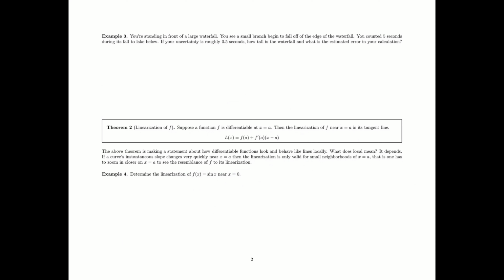All right, example 3. You are standing in front of a large waterfall. You see a small branch begin to fall off the edge of the waterfall. You begin counting as the log drops, and you count 5 seconds as it falls to the lake below. If your uncertainty is roughly 0.5 seconds, how tall is the waterfall, and what is the estimated error in your calculation?